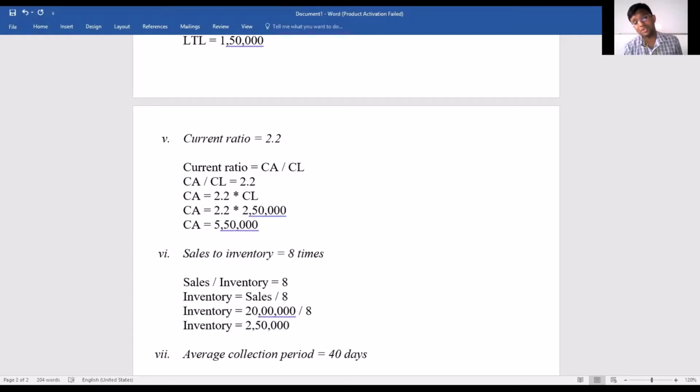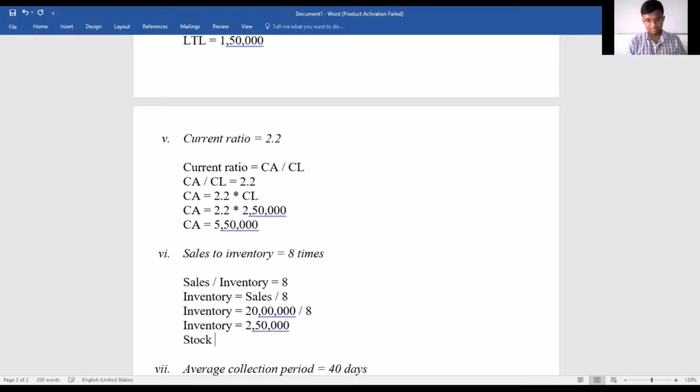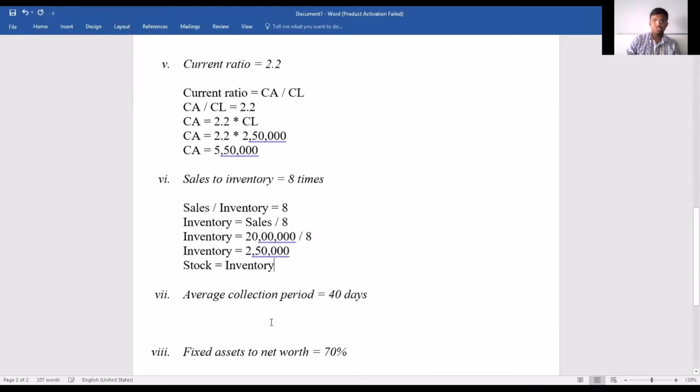So we've got the value of inventory as well. What is the other term for inventory? Inventory is nothing but stock. So we've got another item to fill into the balance sheet.